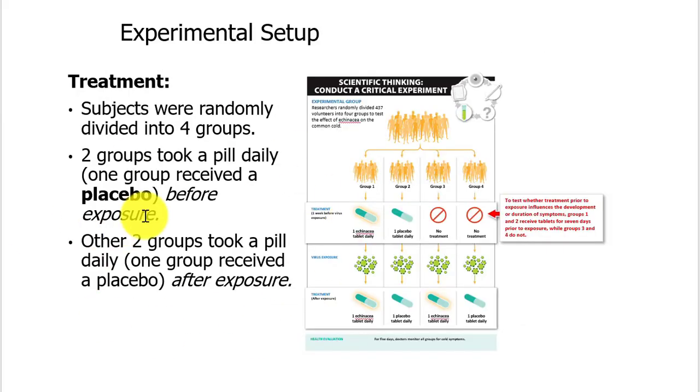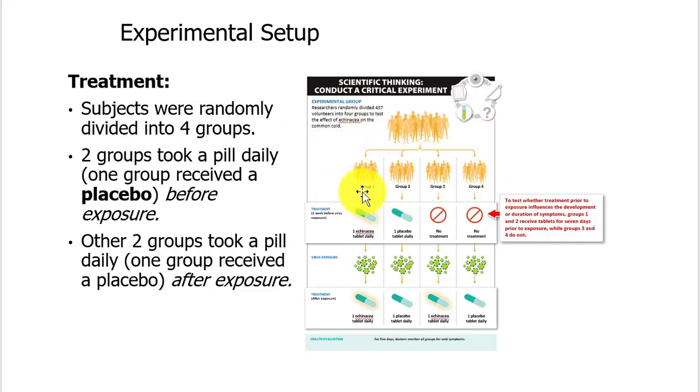Okay, so let's talk about this echinacea study. So here's our treatment. We had individuals randomly divided into 4 groups. Okay, so that's key, random. This helps to minimize any sort of difference between the groups that might exist as part of just maybe their background, where they come from, their health, their diet, things like that.